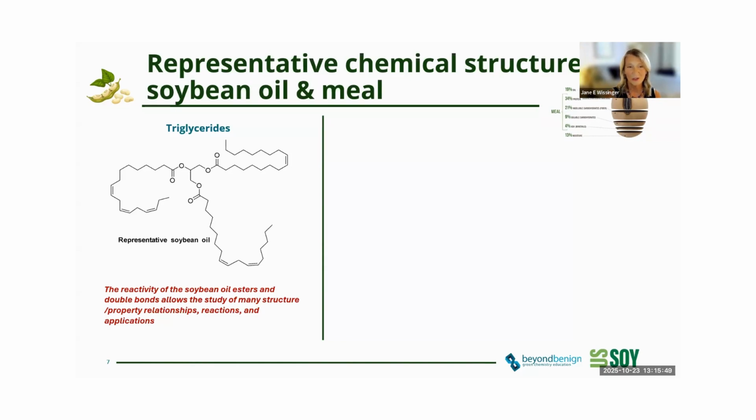So they can look at the structure property relationships based on the fatty acid chains, the reactions that can happen with the double bonds, noting they're mostly cis double bonds, and then the products from that. For example, epoxidized soybean oil is used a lot in industry. And then we get into with the case studies what applications you can use.